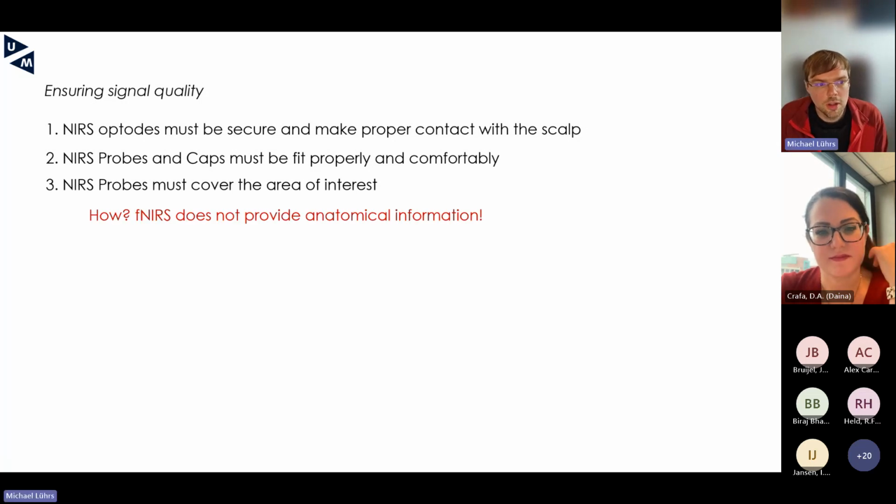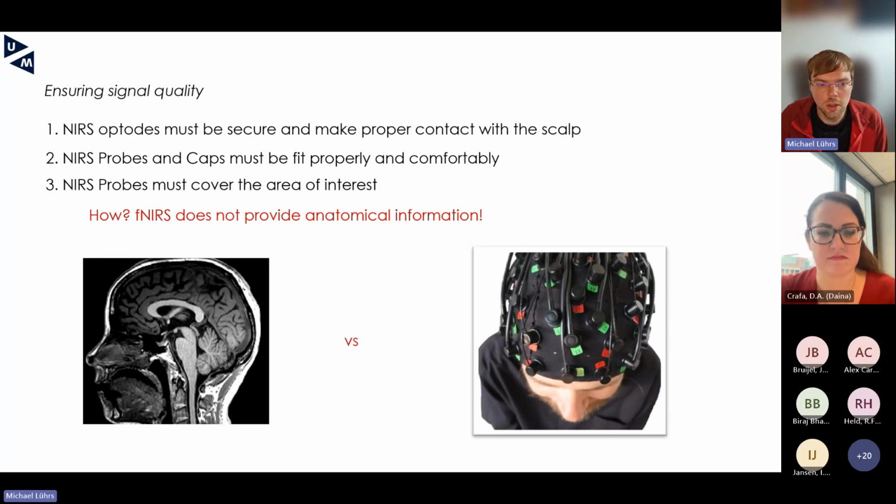So the fNIRS probe must also cover your region of interest, which I said in the beginning. So the anatomical reference is very helpful. You don't have this information with fNIRS directly, but what you can do with fNIRS is using, for example, a localizer or a short run where you can determine if the setup itself also includes the response from the region of interest that you're looking at.